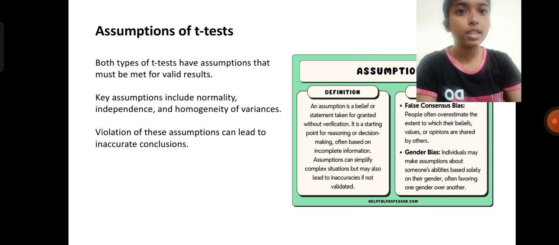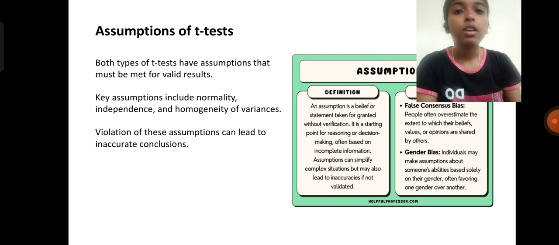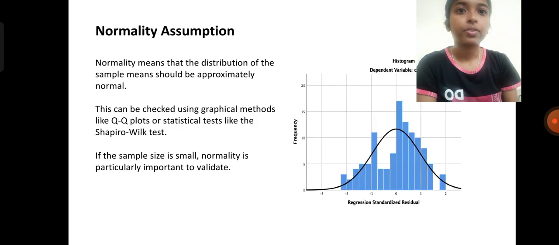Assumptions of t-test. Both types of t-test have assumptions that must be met for a valid result. Key assumptions include normality, independence and homogeneity of variances. Violation of these assumptions can lead to inaccurate conclusions.